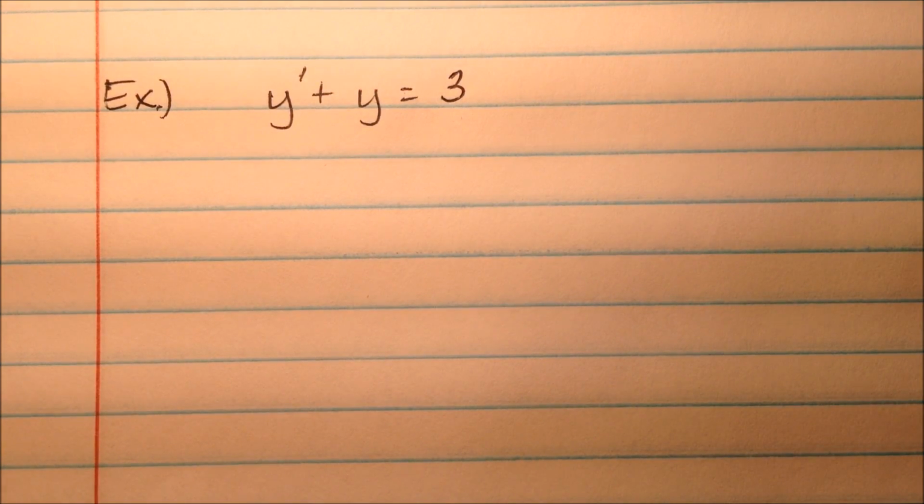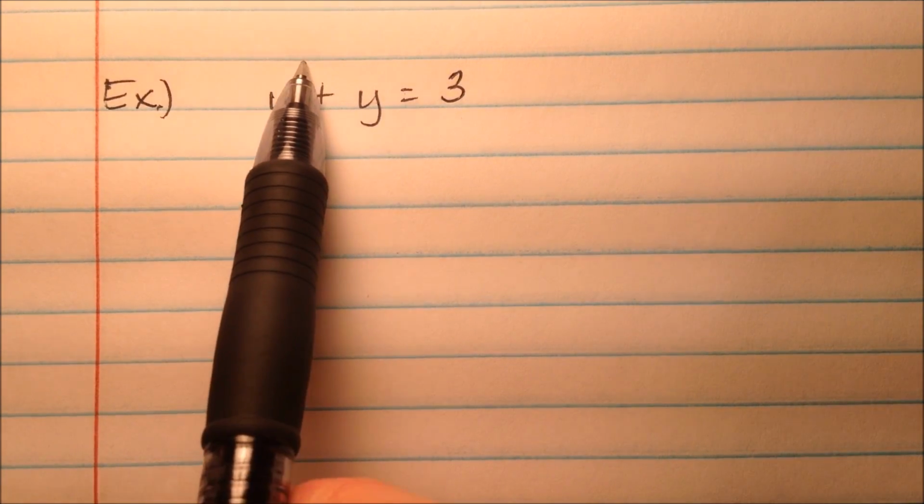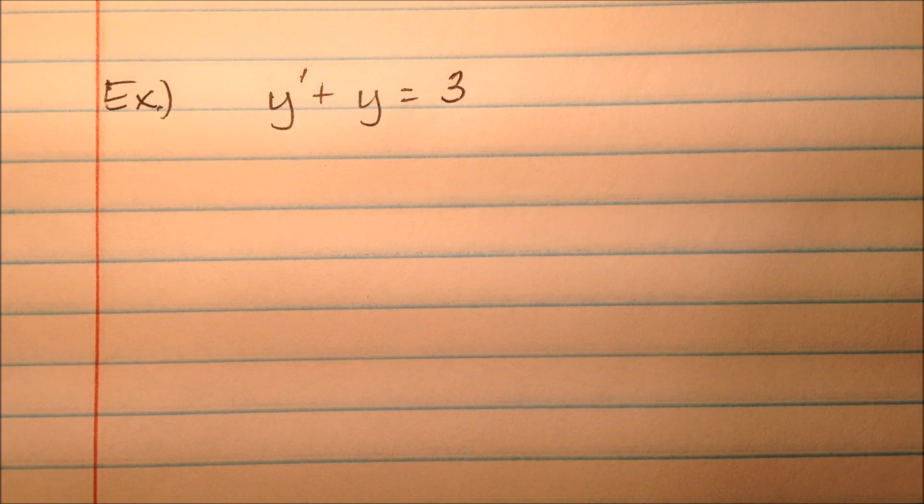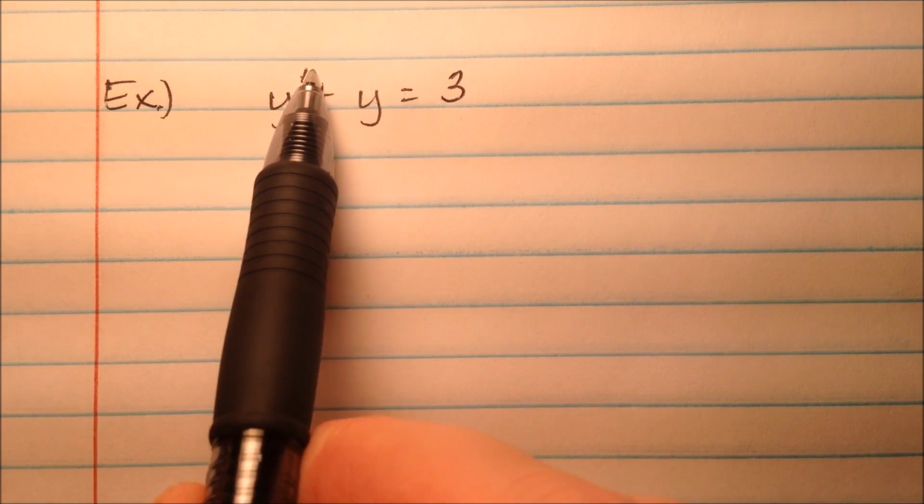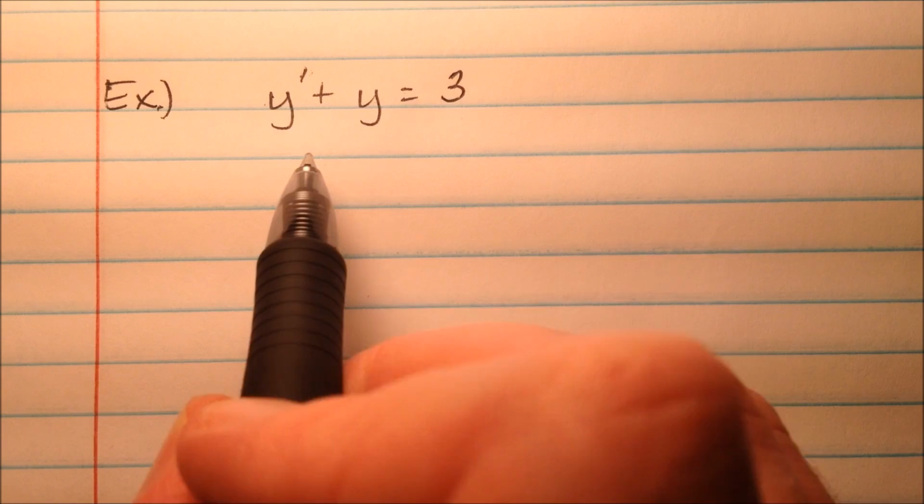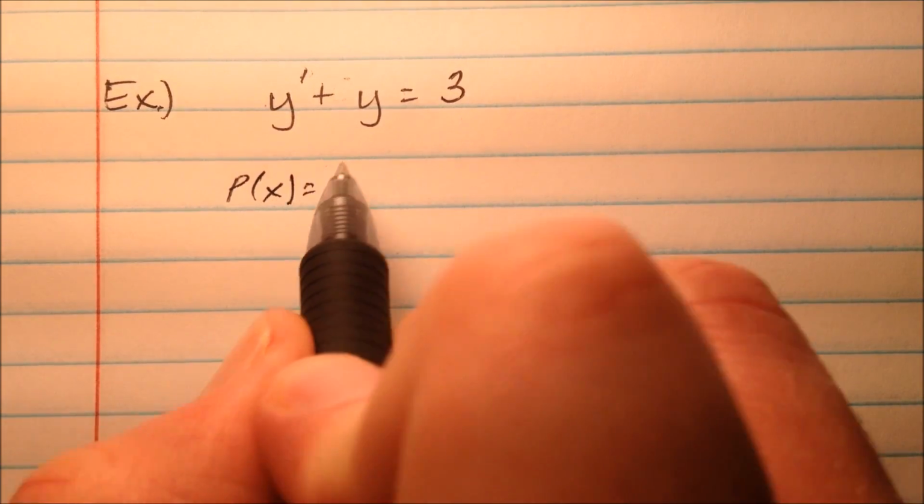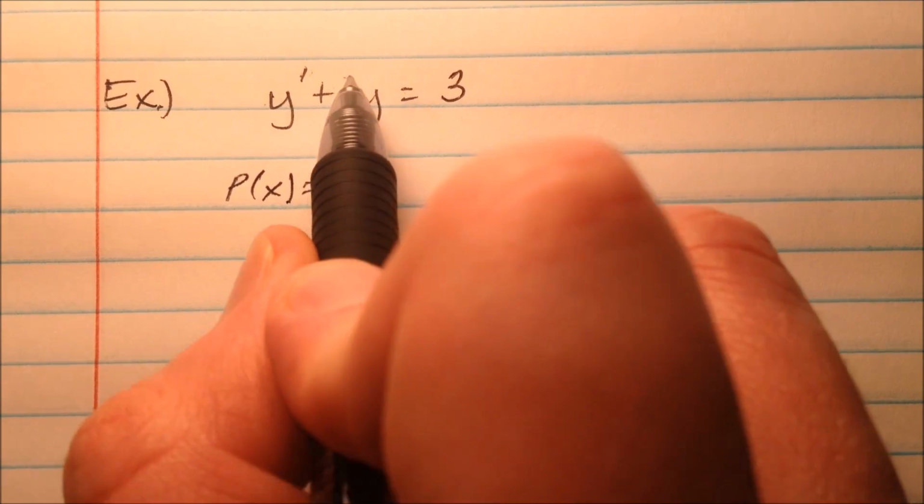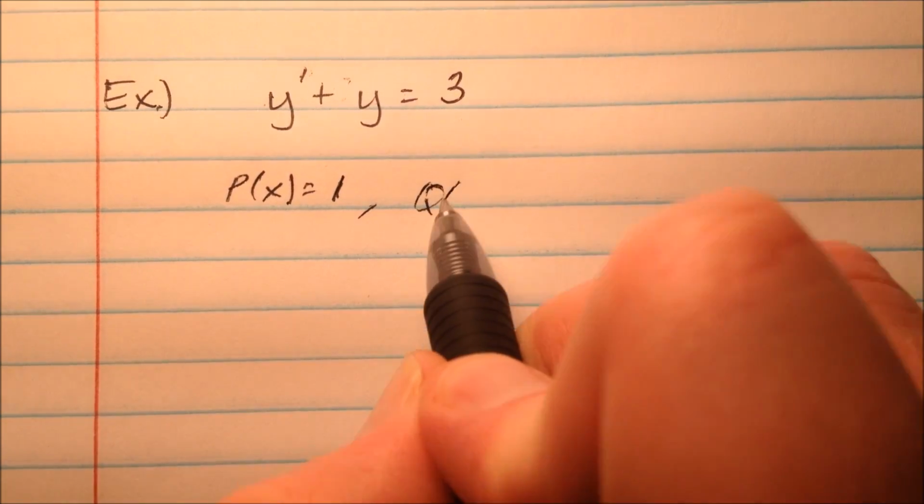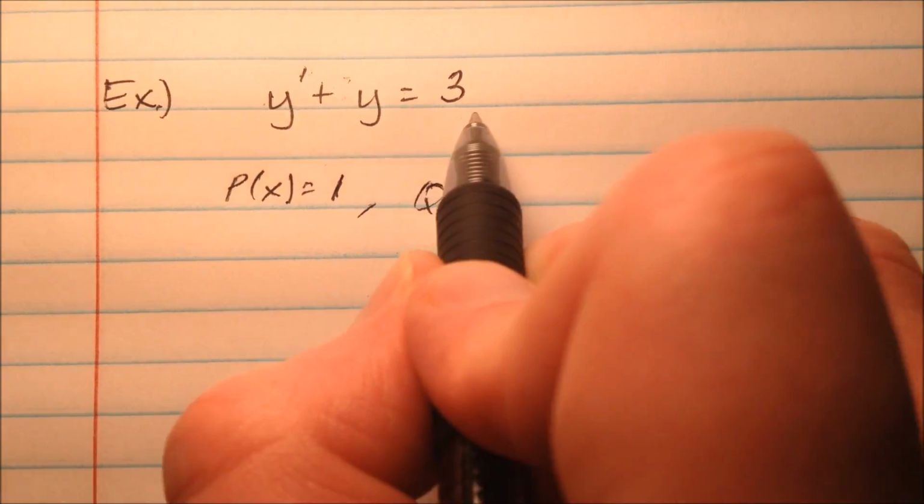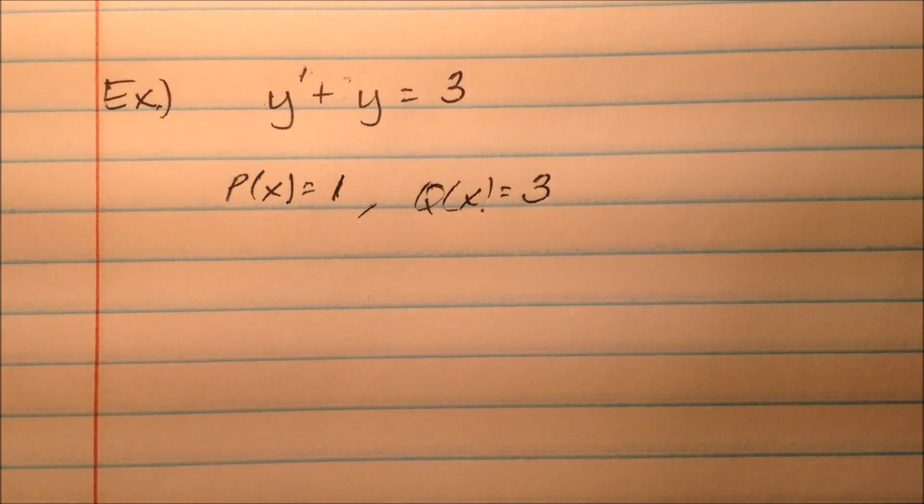So in this first example, we see that it's first order because it only has a single derivative. We also notice that it's linear because we have this y prime by itself, and then we have the y over here, and we can name our p of x. It's just going to be a 1, since that's what's in front of the y here, and our q of x is going to be what's on the right side here, so 3.